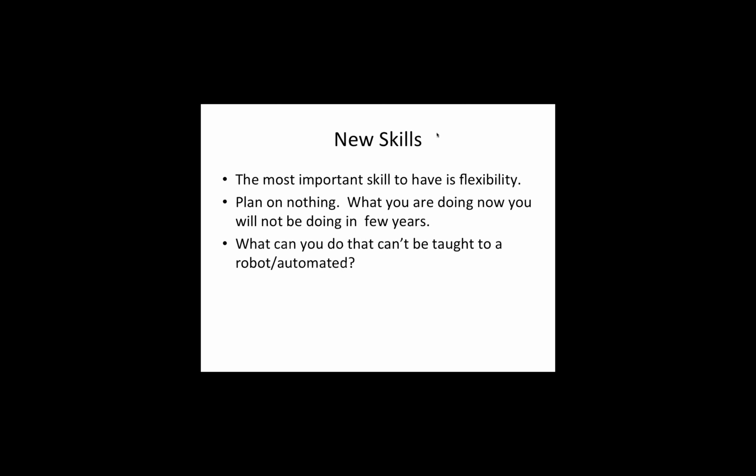Again, flexibility is key. You're not going to be doing the same thing you're doing right now in a few years, so you have to focus on skills that are very hard to teach a robot or to automate. Among systems librarians, there's an old saying, if you do something more than 3 times, create a script to automate it. And that's absolutely true.